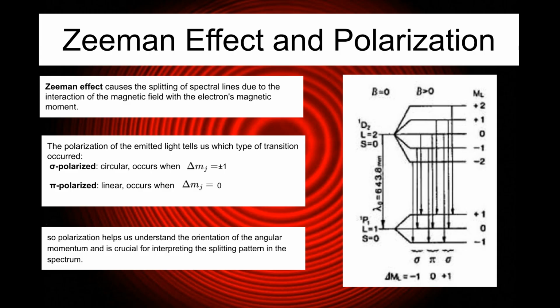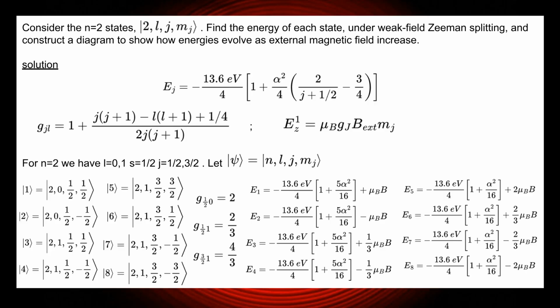Before moving on, let's briefly pause to talk about the polarization of the emitted light. The polarization tells us which type of transition has occurred. Sigma polarized light is circular and appears when the change in the magnetic quantum number, delta m_j, is plus or minus 1. Pi polarized light, on the other hand, is linearly polarized and occurs when delta m_j is 0.